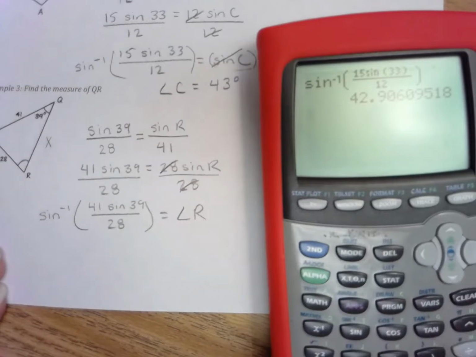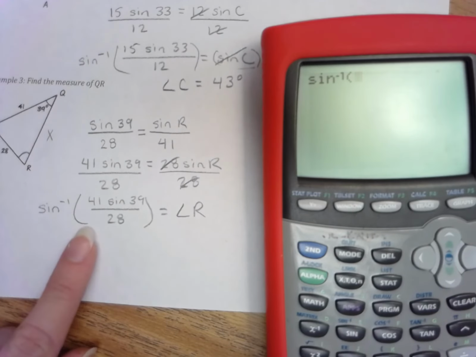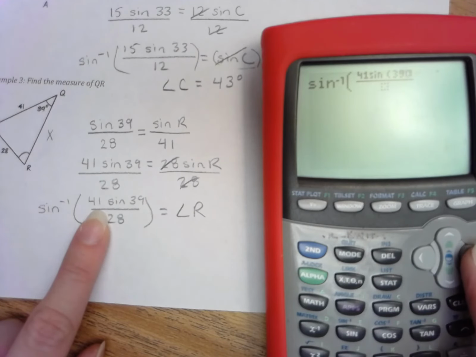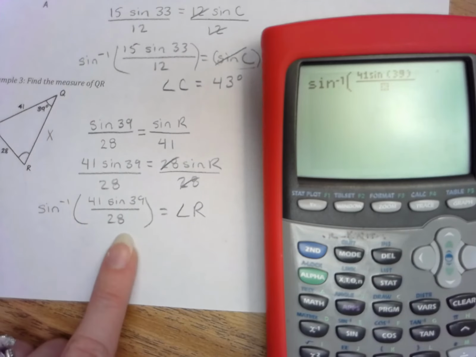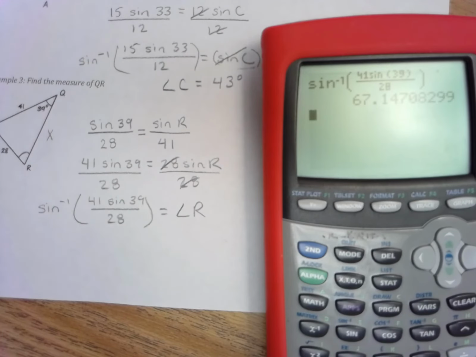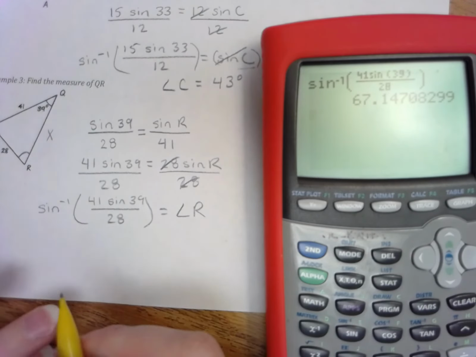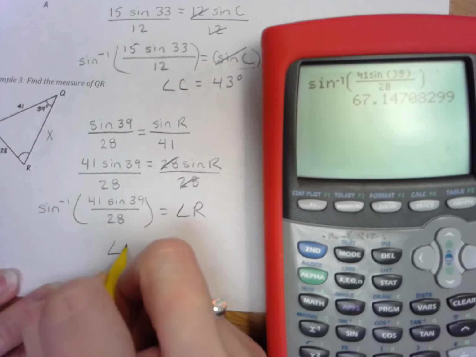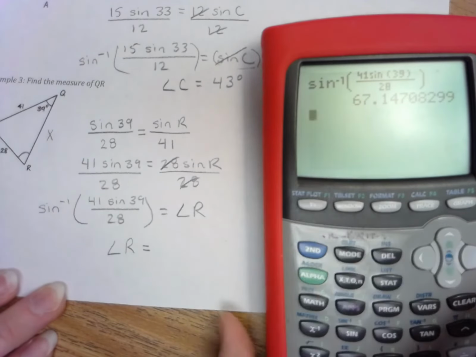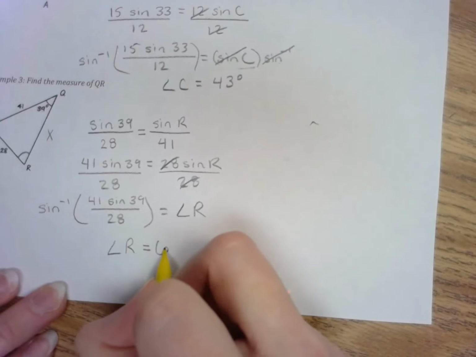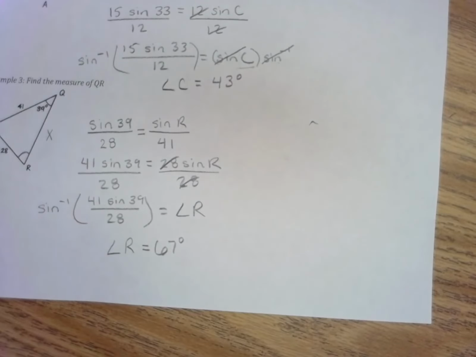So let's do that. So inverse sine, do second sine, alpha y equals to get your fraction. Have 41 sine of 39. And then the denominator, we're going to divide by 28. Check and make sure everything's typed in correctly. We're good. So that gives us a measure of 67 degrees. So angle R, rounded to the nearest whole degree, is 67 degrees.